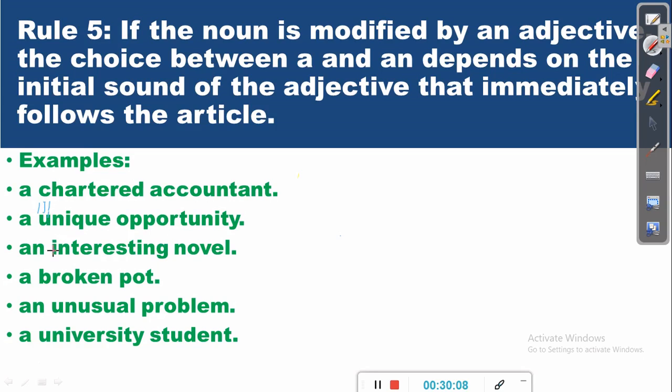a unique opportunity, an interesting novel. Because the word interesting begins with a vowel sound, we use an. A broken pot, an unusual problem, a university student. All right, so these are the rules that apply. Don't forget, if the noun is modified by an adjective, the choice between a and an depends on the initial sound of the adjective that immediately follows the article. All right, so I hope you have actually understood this rule.